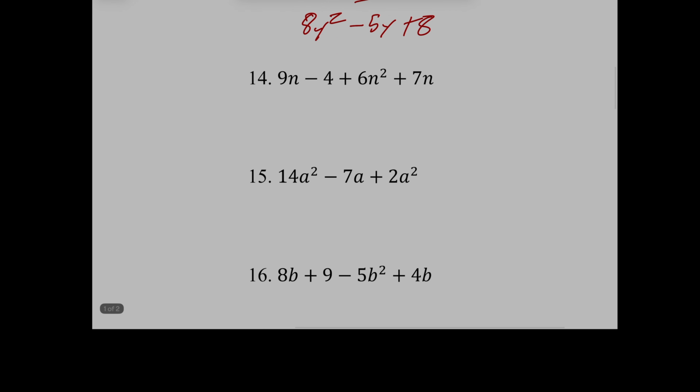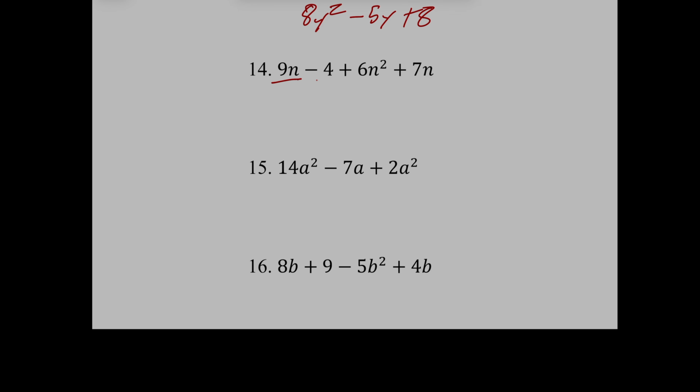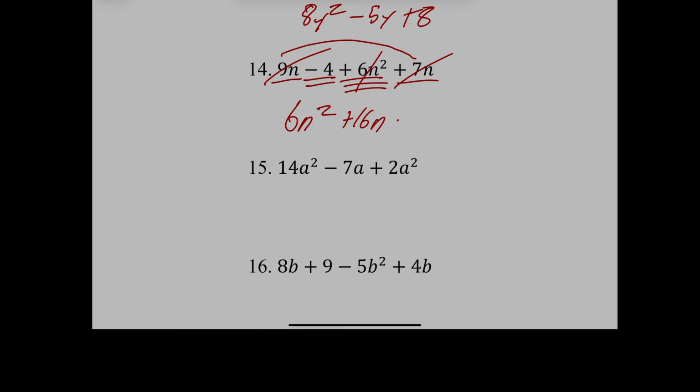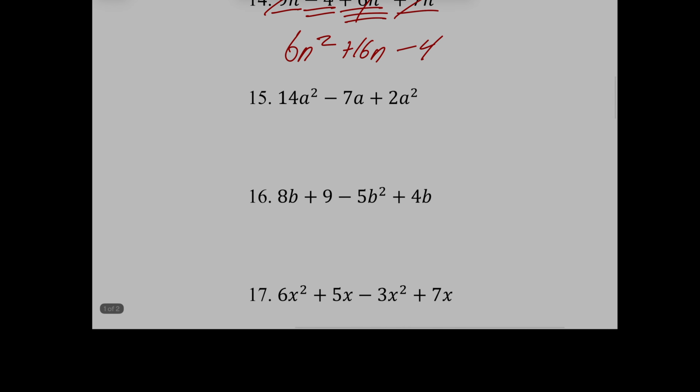Okay? Let's go on to number 9. I have an n, I have a number, I have an n squared, and I have another n. Well, my n is already single line, so I'm going to single line him. Let's start with my n squareds. 6n squared. Now I want to do my n's, which is 9 plus 7, which is plus 16n. And I finish with just copying my minus 4.